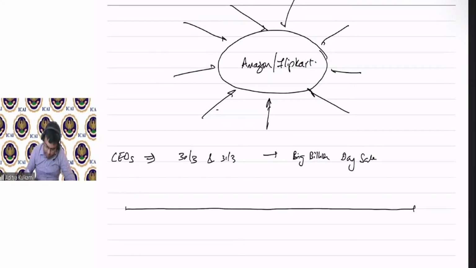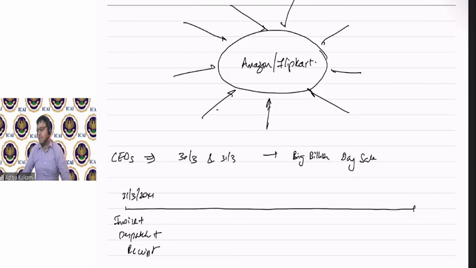Now see, 30th, 31st March is your invoice date. Chalo, I will make it simple. Invoice plus dispatch plus receipt, all these things happen on 31st March. Hota nahi hai, but we will assume that it all happens. You invoice the goods, you dispatch them, and the customer also receives those goods.